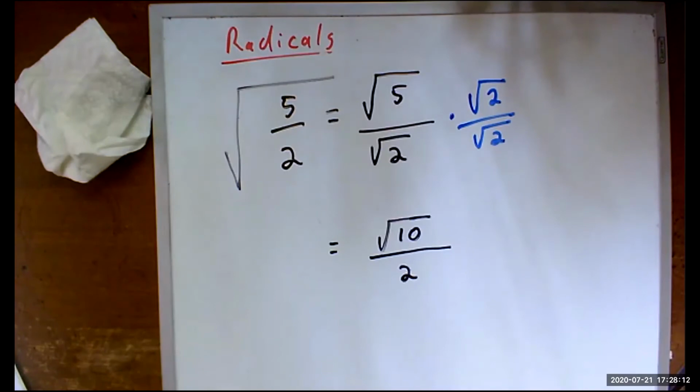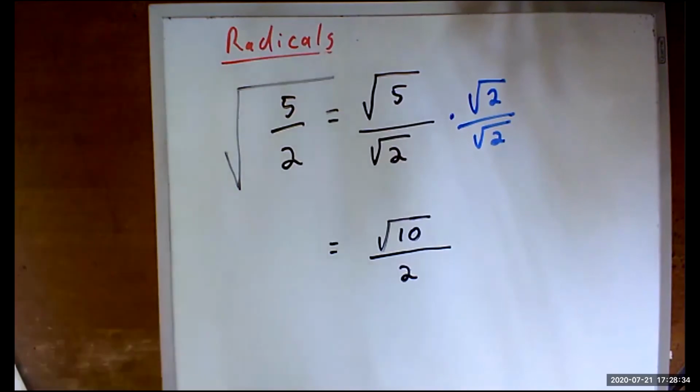And then on top, well, 5 times 2 is 10. So now I've gotten rid of that radical on the bottom. It's not always that easy, but we're going to start with it that easy and go from there.